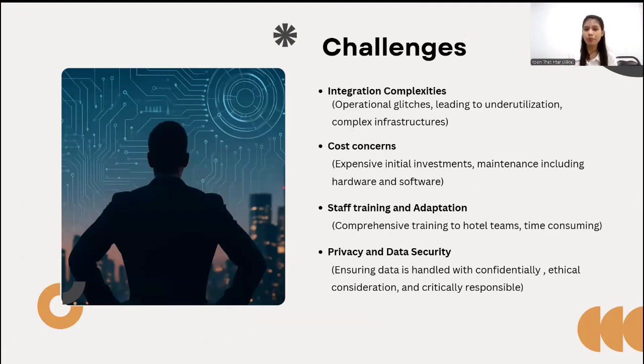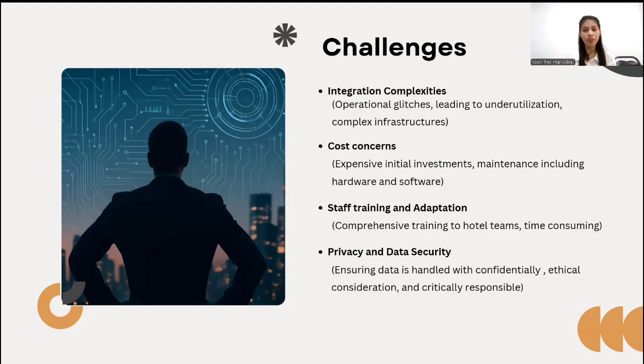So, the first challenge would be integration complexity, such as operational glitches leading to underutilization and complex infrastructure. Moreover, these AI robots are a cost concern because they are very expensive as an initial investment and it will be very demanding to maintain, including hardware and software.